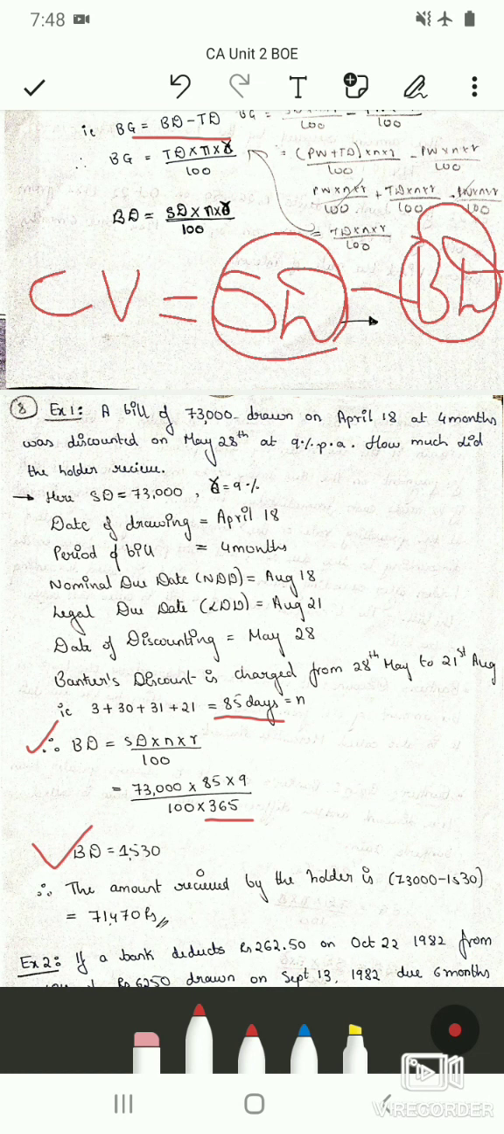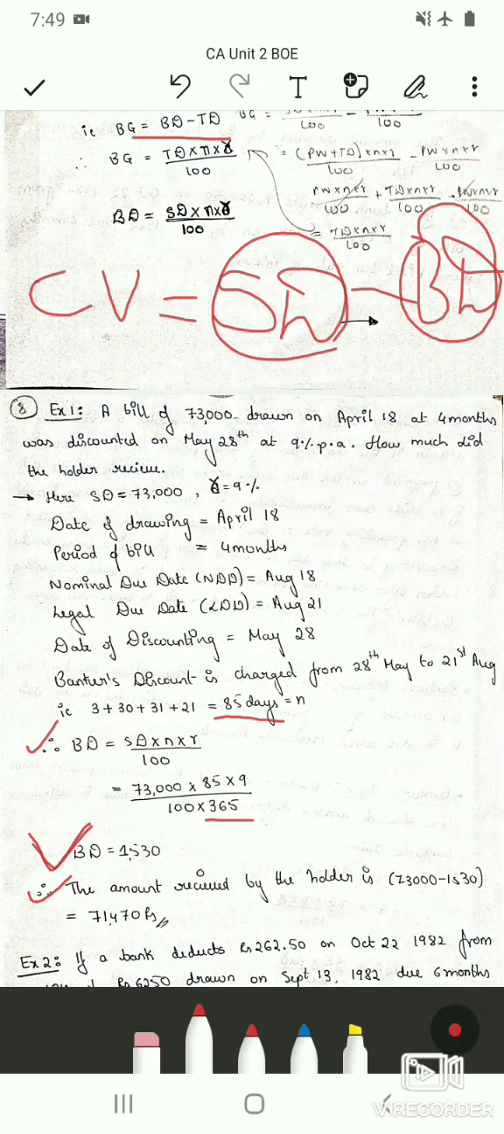So here basically they have asked how much did the holder receive. That is, they have asked how much does the seller receive after he has sold his bill to the bank and the bank deducts the interest. So what we have done, we have calculated that interest and now we will subtract from the sum due.